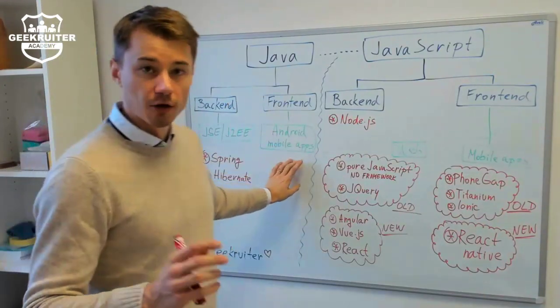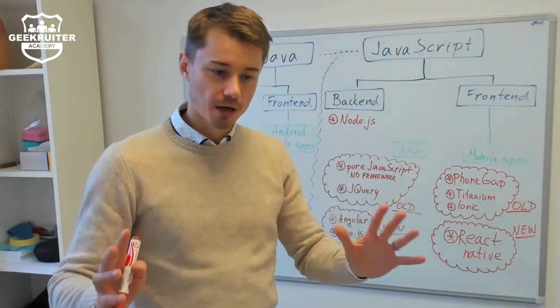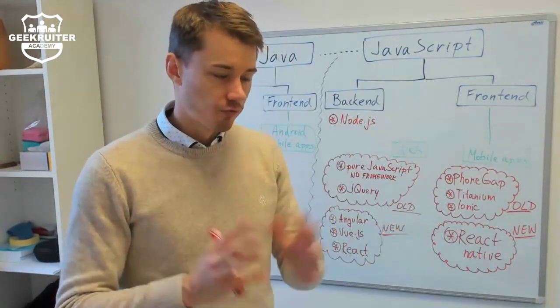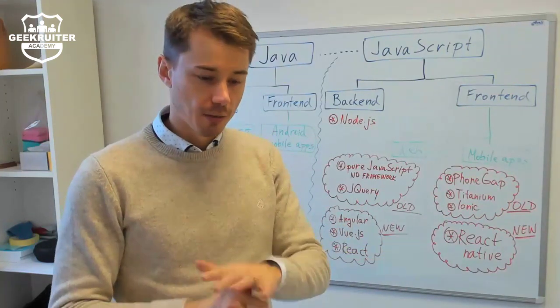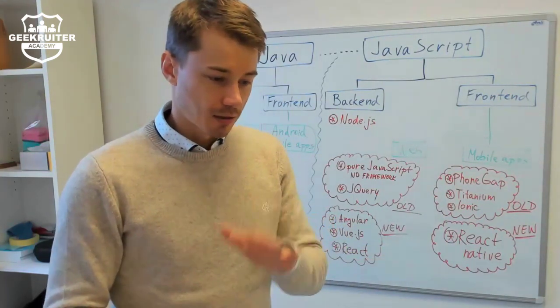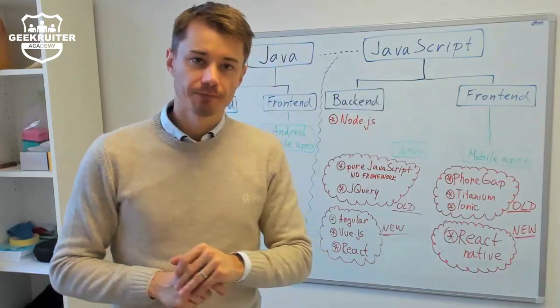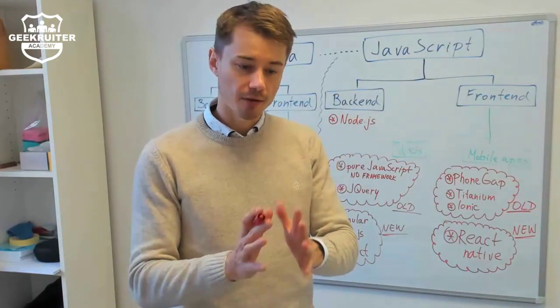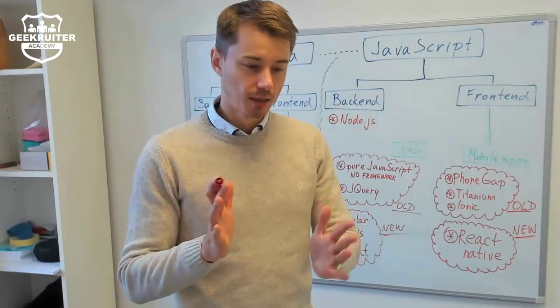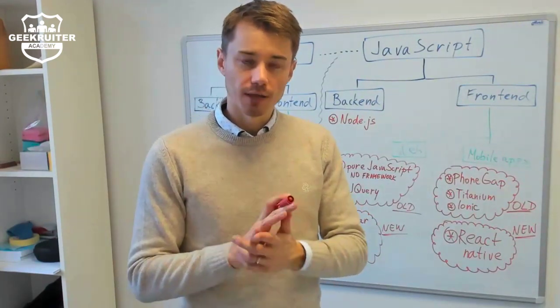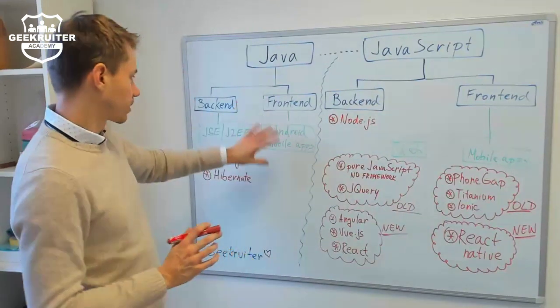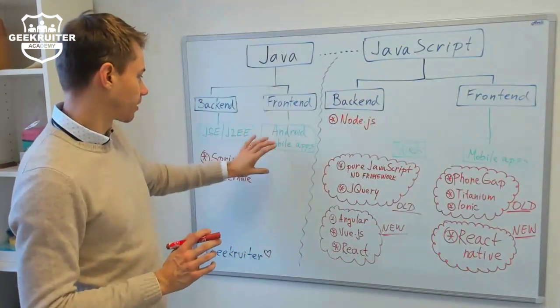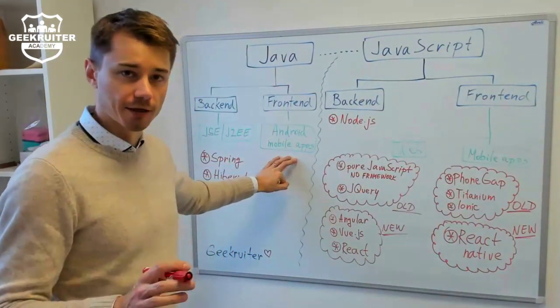Now let's look at Java on the front end. It is used only on Android. So we are not talking about web apps. We are talking only about Android, right? It's completely different than say React on front end. So on front end, Java is used on Android mobile applications.